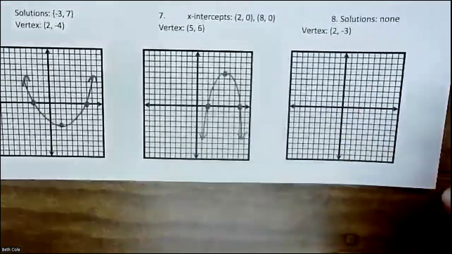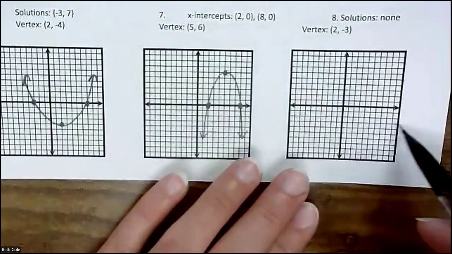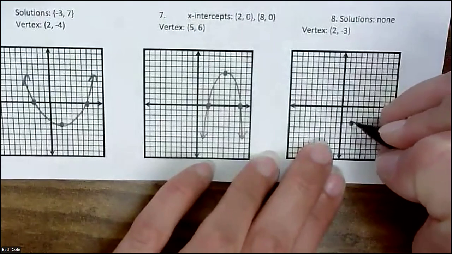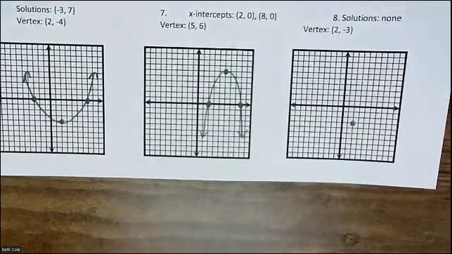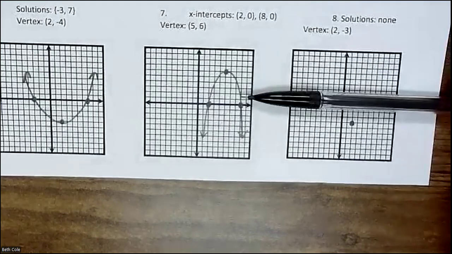Now for this last one, solutions are none. That means it should not touch the x-axis at all. And our vertex is 2, -3. So you're going to plot 2, -3. Now it's going to be a U shape. If I don't want to touch the x-axis, you're not allowed to go through here.